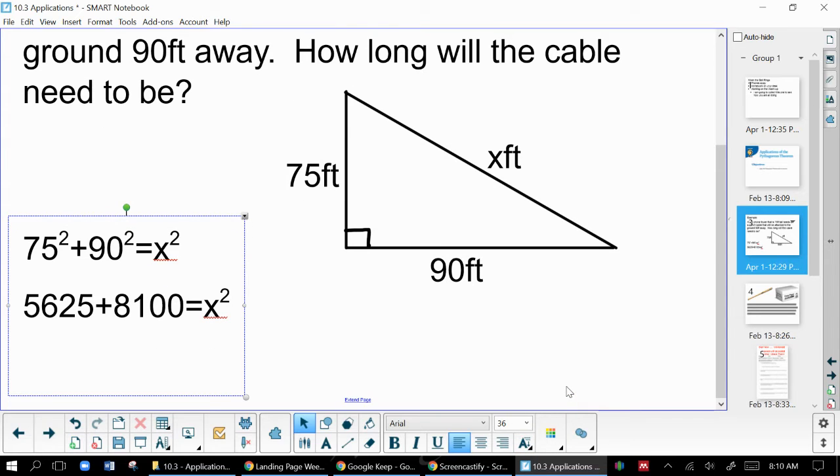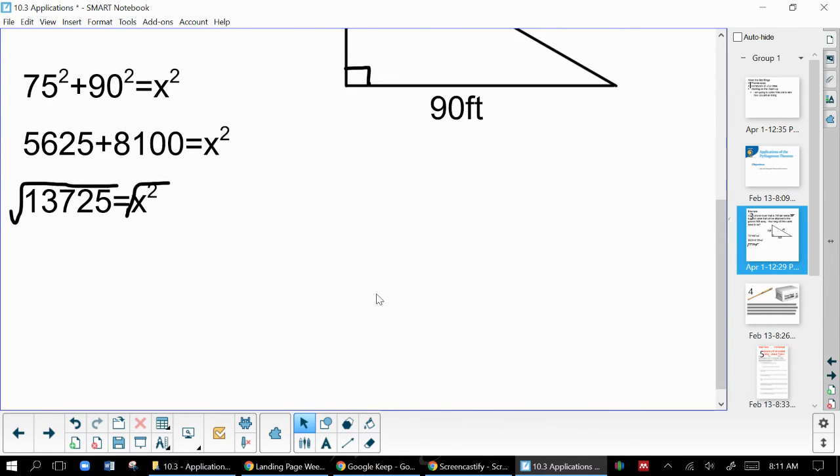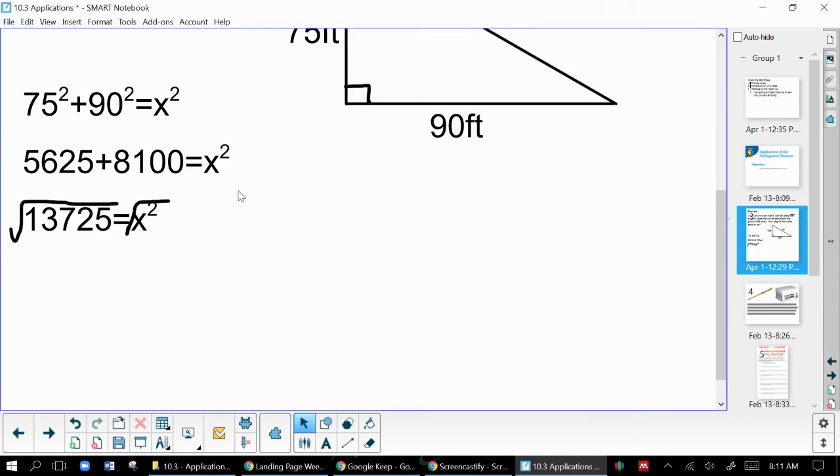We'll combine those things together. So 13,725 equals x squared. And then we know we need to take the square root. So in order to get x by itself, we'll take the square root of both sides. Now, before we were talking about how to answer a question like this in simplest radical form.